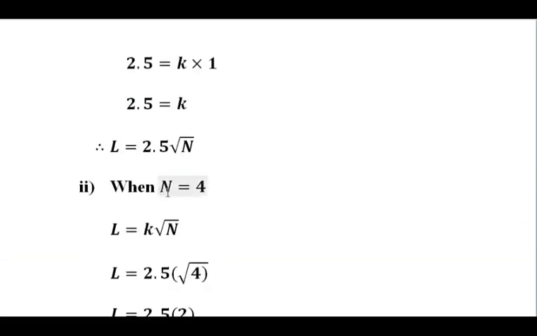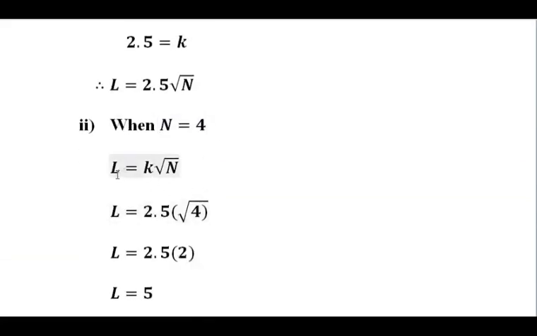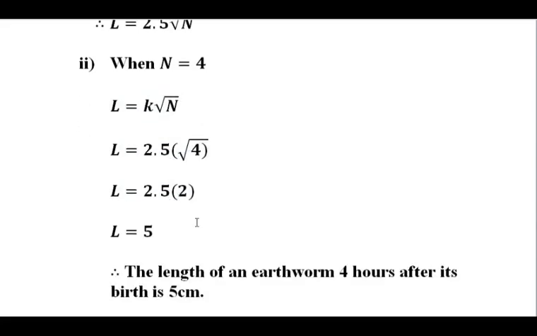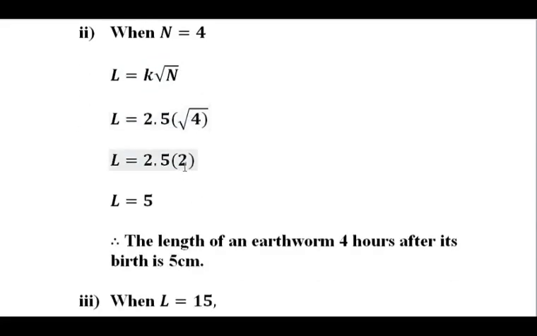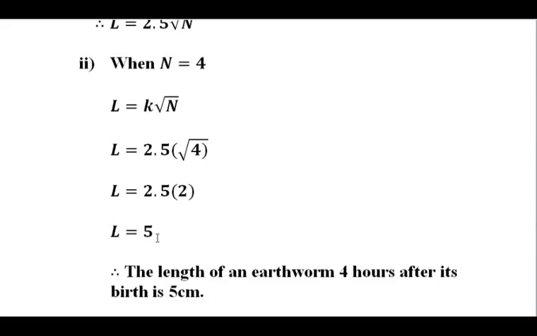Now when n equals 4, equation L equals k square root n becomes L equals 2.5, which is the value of constant k, and we have also given the value of n, 4, so equation becomes 2.5 square root 4. Square root 4 equals 2. Now 2.5 multiplied by 2 equals 5, which is the required length of the earthworm after 4 hours.